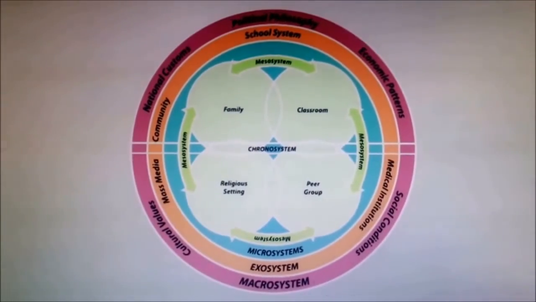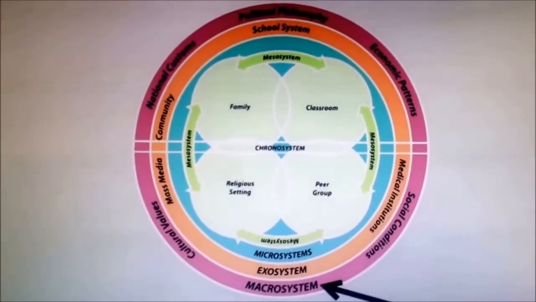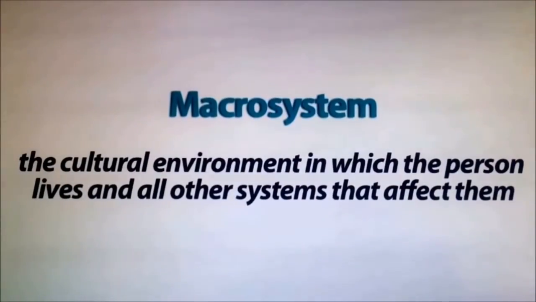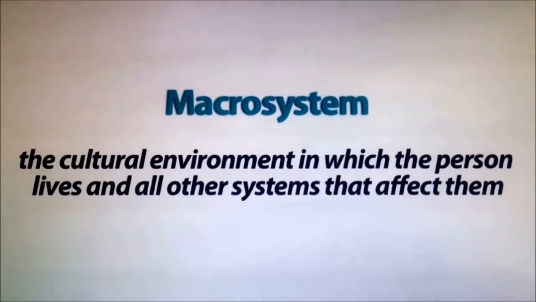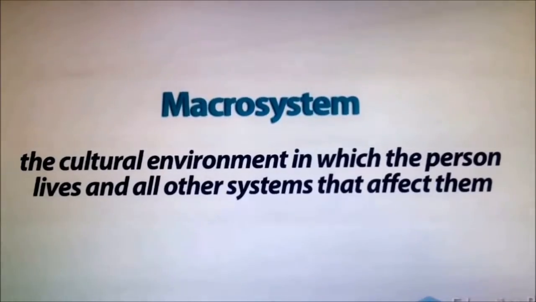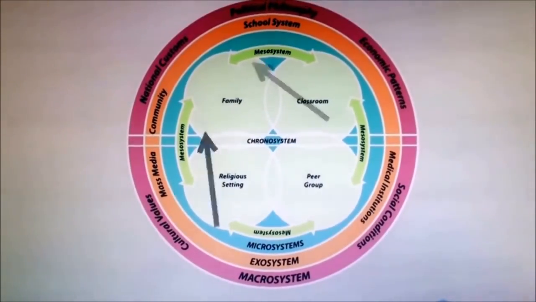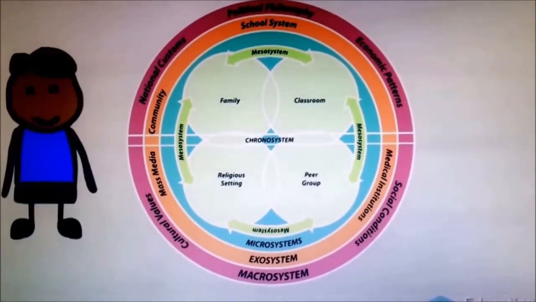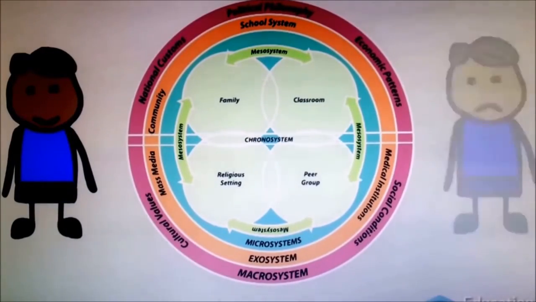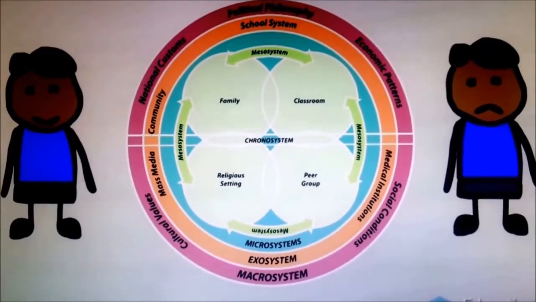The fourth level of ecological systems theory is the macrosystem. The macrosystem encompasses the cultural environment in which the person lives and all other systems that affect them. Examples could include the economy, cultural values, and political systems. The macrosystem can have either a positive or a negative effect on the person's development.